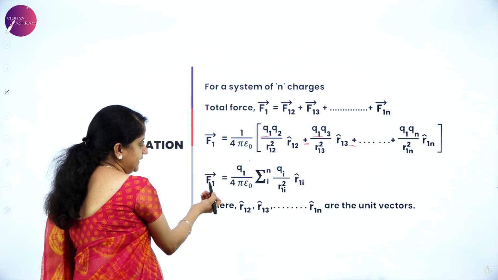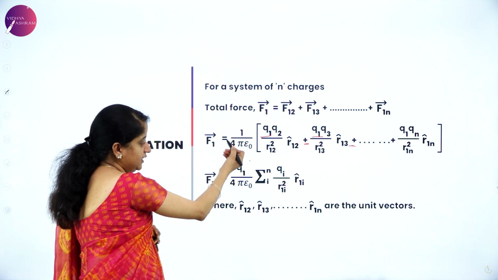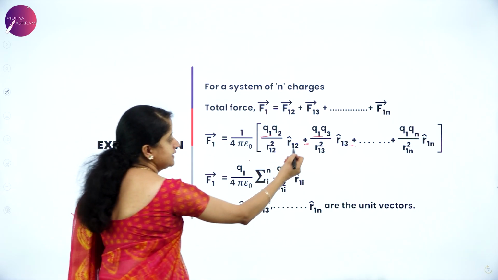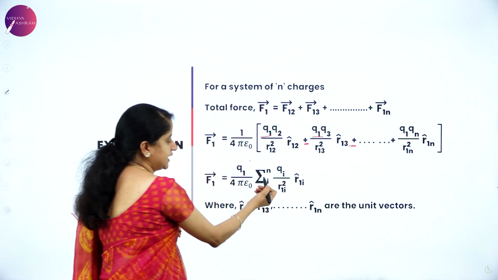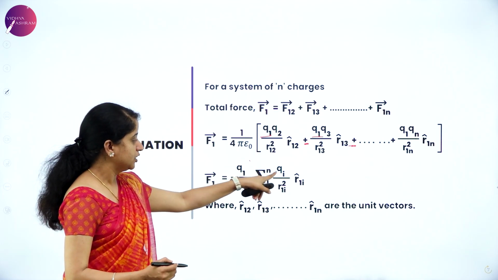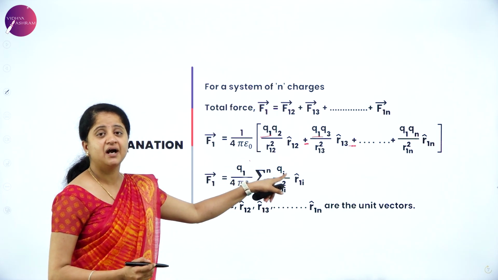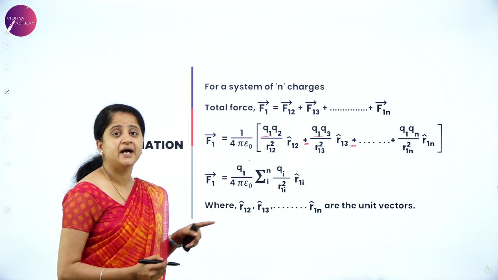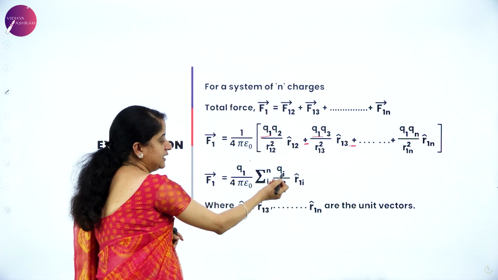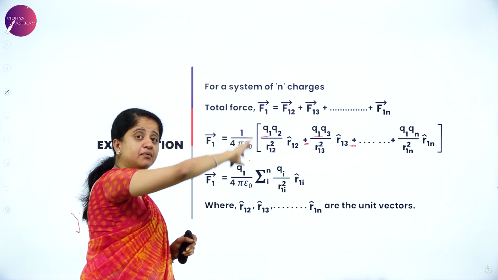So now we can write it as F1 is equal to, taking Q1 outside, Q1 divided by 4 pi epsilon naught. Since it is plus sign between all the terms, we can write it as summation of i from 1 to n, Qi divided by R1i square into R1i cap, which means we can substitute i values from 1 to n number of values.